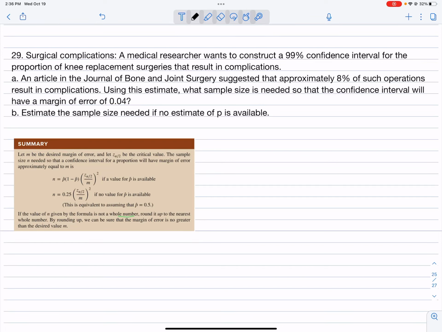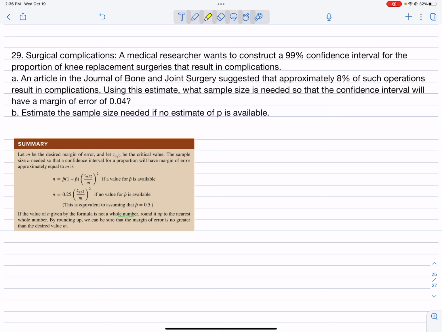Problem 29. Surgical complications. A medical researcher wants to construct a 99% confidence interval for the proportion of knee replacement surgeries that result in complications. An article in the Journal of Bone and Joint Surgery suggested that approximately 8% of such operations result in complications. Using this estimate, what sample size is needed so that the confidence interval will have margin of error 0.04?